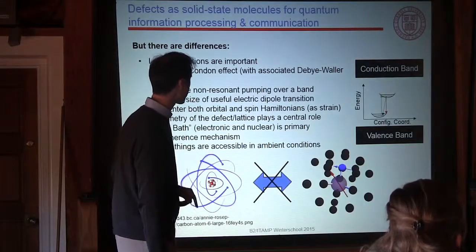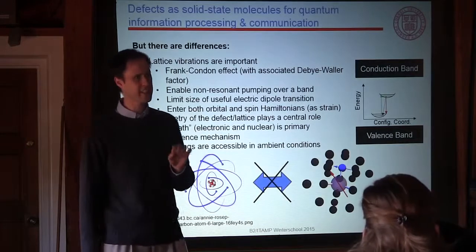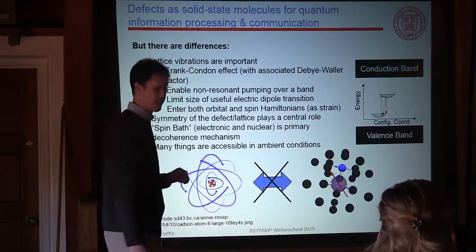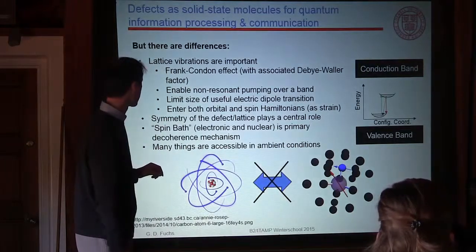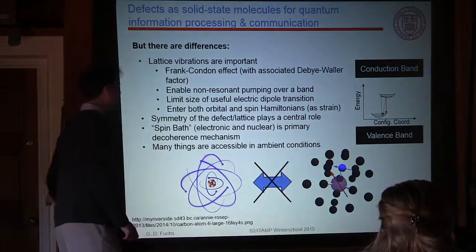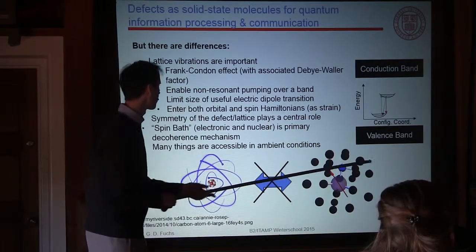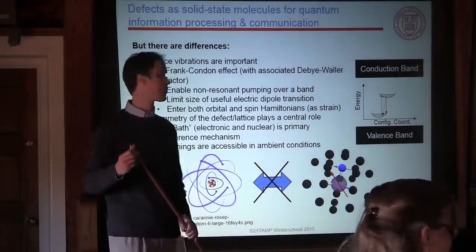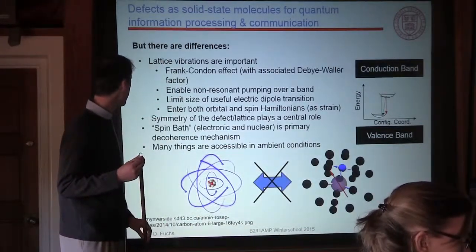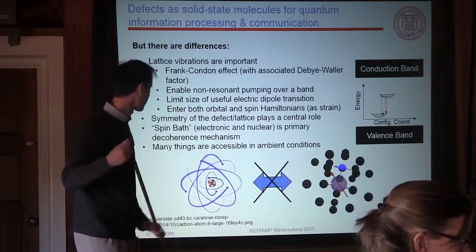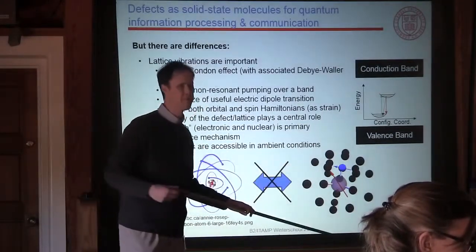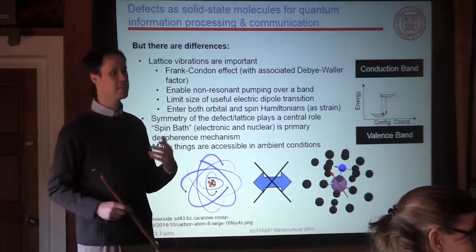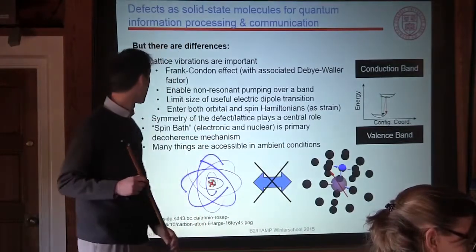But first, let's talk about some of the differences, because this is where it becomes both interesting and complicated. As I mentioned, you actually have a real valence band and conduction band. Sometimes that's helpful and sometimes not. The other thing is that the defect, which is surrounded by these atoms and trapped by them, sees their vibrations. That's phonons. That could be good or it could be bad.